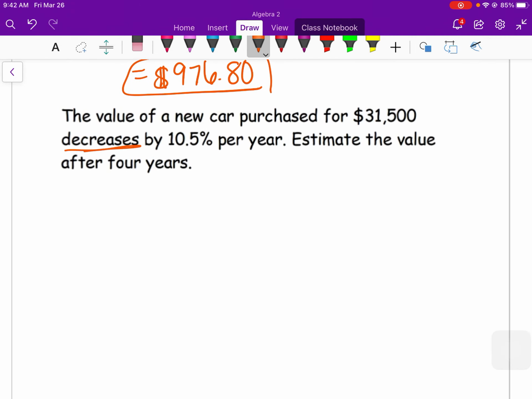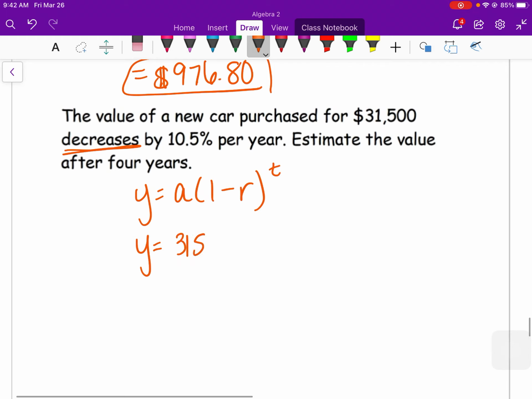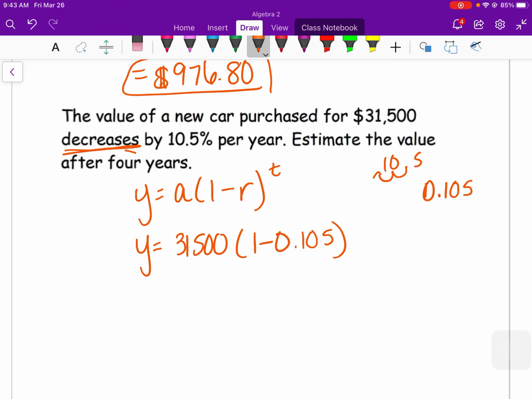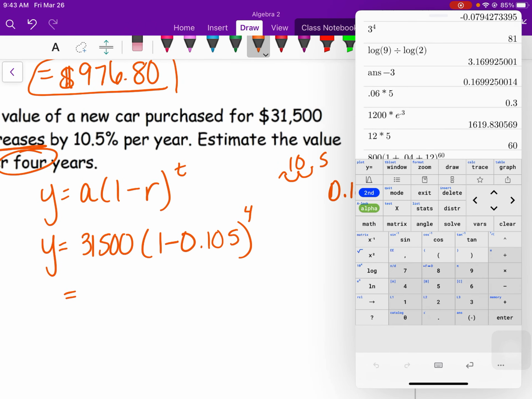Value of a new car purchased for this much decreases. So we're still dealing with money, but it's not interest. And so we're using exponential decay, which is A times 1 minus R to the T. So this one, the original value would be our A, 31,500. 10.5%, moving the decimal back 2 places or dividing 10.5 by 100 would give me the decimal of 0.105. So that's what I'm plugging in for R. So 1 minus 0.105, and then after 4 years. And you should be able to plug that in exactly like you see it.